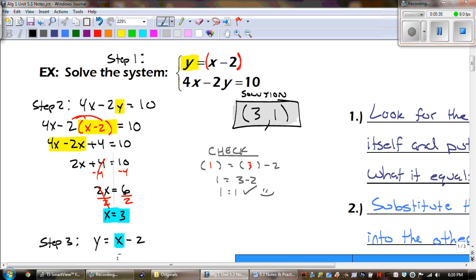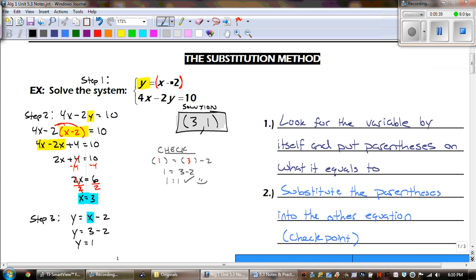Okay? So the first thing that we want to do is we find the variable that's by itself. We put parentheses on what it equals. We plug that in, and then we solve.